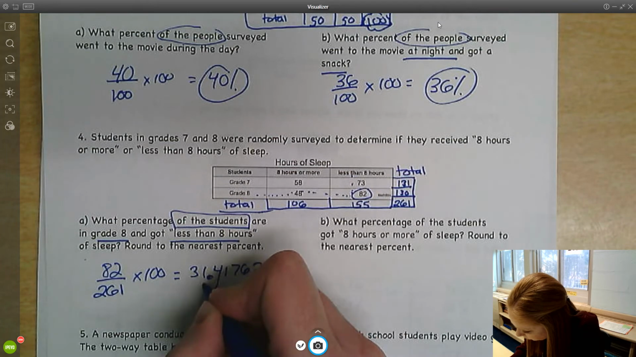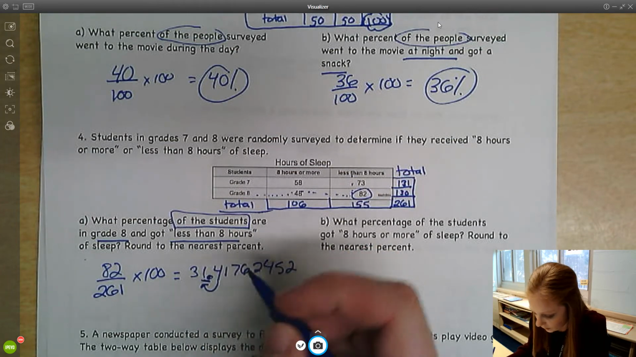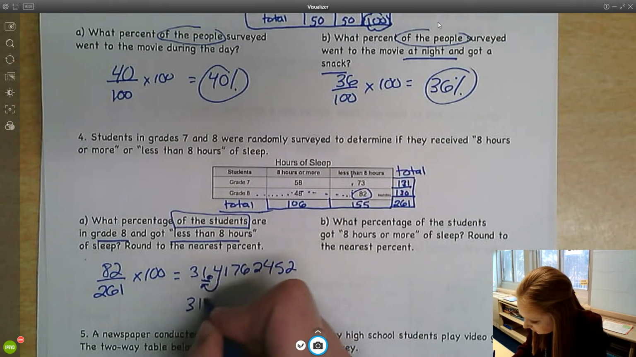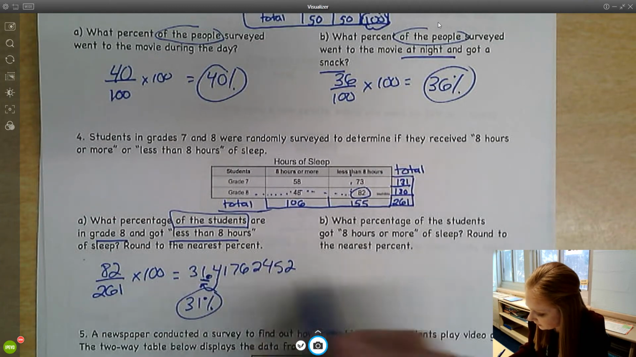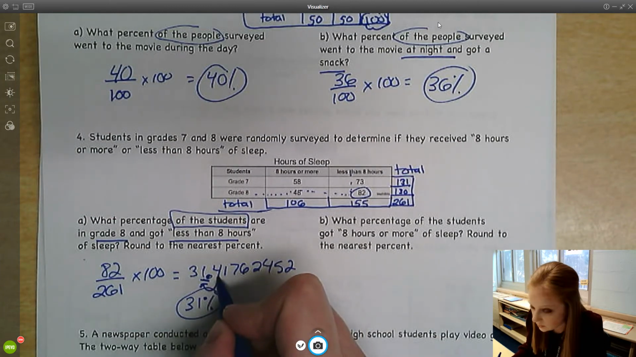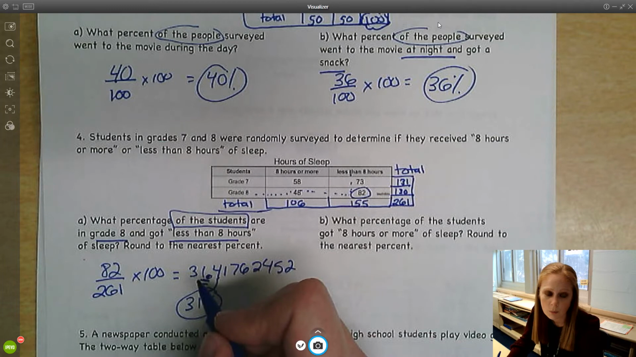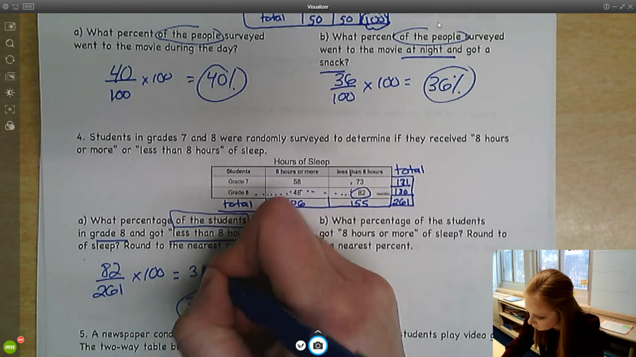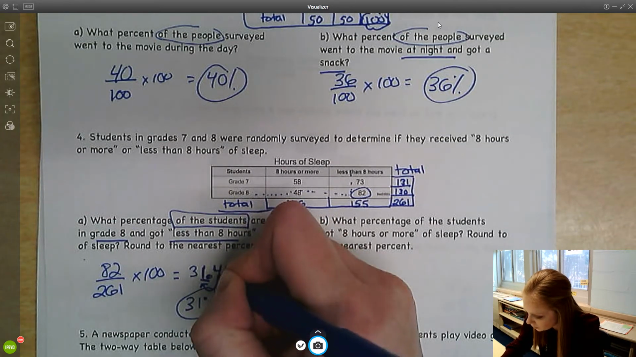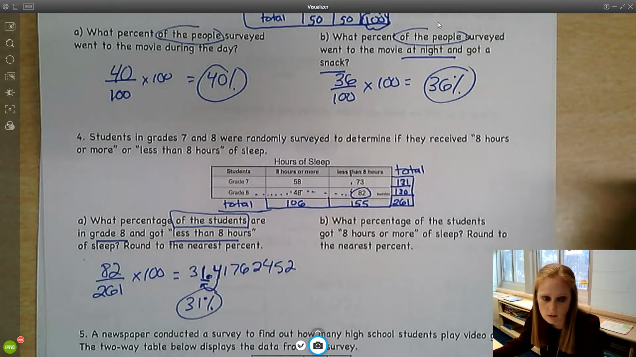We're going to look at this 4. That tells this 1 to stay the same. So 31%. Again, if this number after the decimal point is 5 or higher, you would go up 1. If it's 0, 1, 2, 3, or 4, the number before stays the same with rounding.